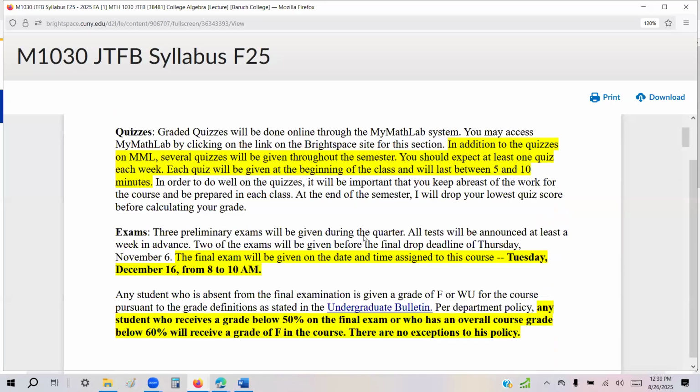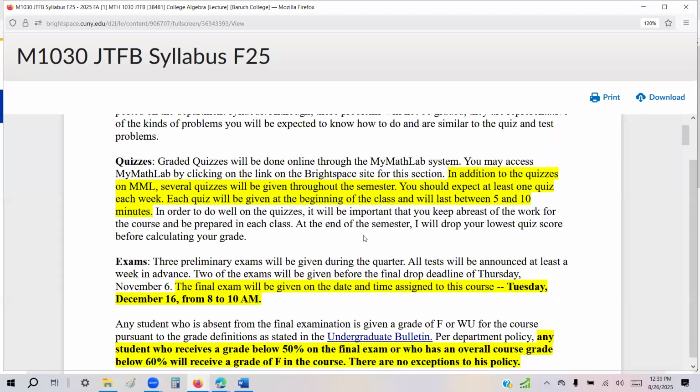Quizzes, you have 2 types of quizzes. One is in-class, one is MyMathLab. For in-class quizzes, I would like to give you a quiz every class, but if I see we don't have much time, we have to finish the syllabus, then I will not give you the in-class quizzes. But definitely you have to take your MyMathLab quizzes. And quizzes have only 2 attempts. You cannot have unlimited time. Most of the quizzes have a 45 minute time frame, and you have only 2 attempts to complete the quizzes.